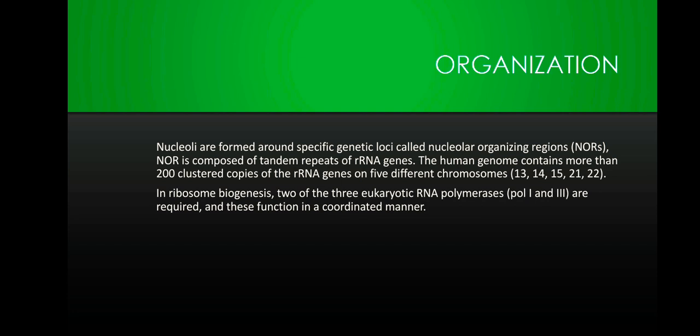Regarding organization, so nucleoli are formed around specific gene loci called nuclear organizing regions, and nuclear organizing region is composed of tandem repeats of rRNA genes. The human genome contains more than 200 clustered copies of rRNA gene on 5 different chromosomes 13, 14, 15, 21 and 22. In ribosome biogenesis, 2 of the 3 eukaryotic RNA polymerase are required and these function in a coordinated manner.